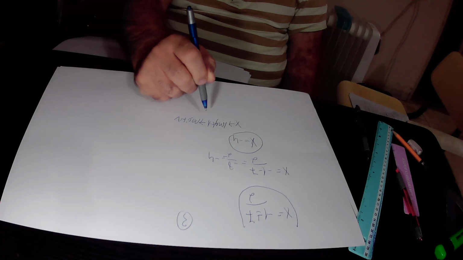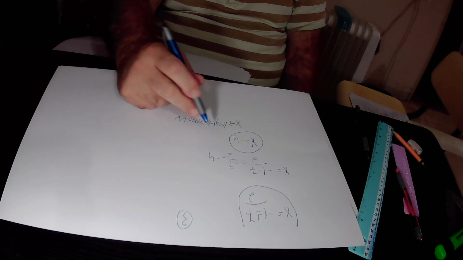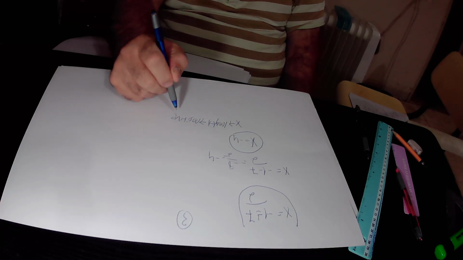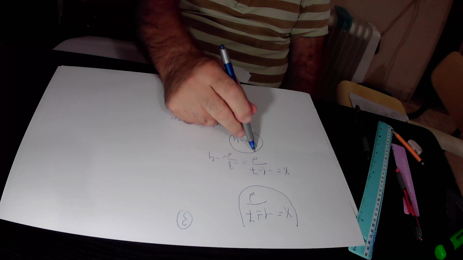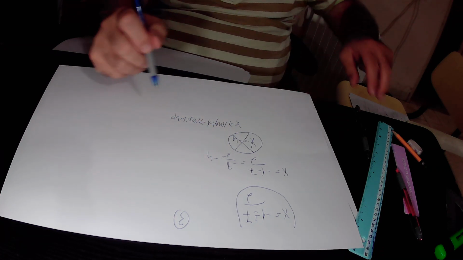So -4 can never be equal to x. It is a negative number. X must be a positive number. So we cancel this first solution for x, and we'll take into account only the second solution for x.